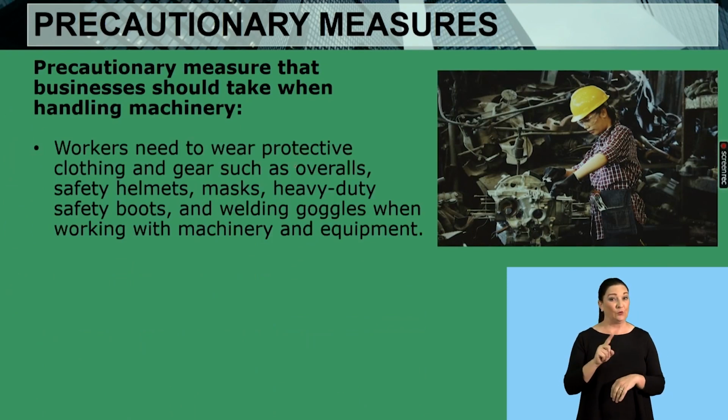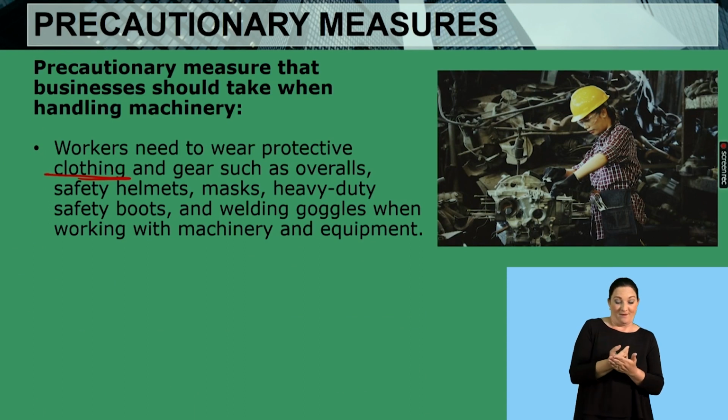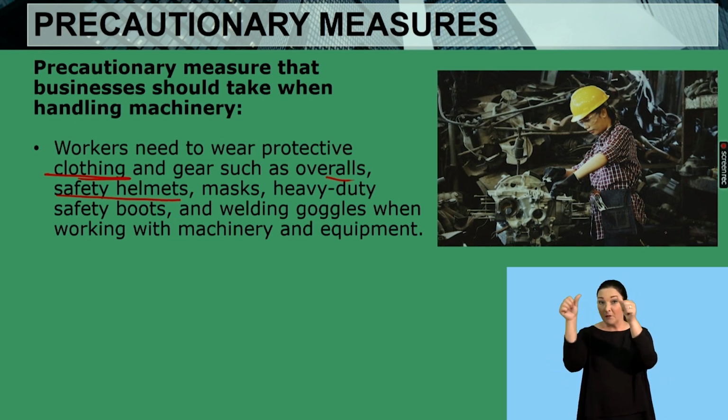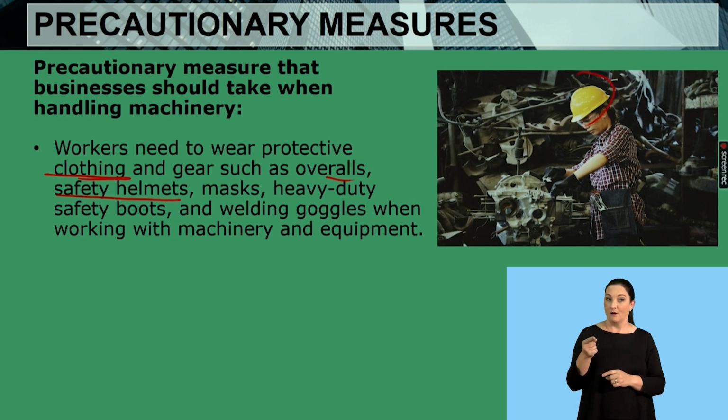Workers also need to wear protective clothing and gear such as overalls, safety helmets, masks, heavy-duty boots, and welding goggles when working with machinery and equipment. Now, as you can see from the picture here, there is an employee that is working with machinery. You can see that this employee is wearing a safety helmet. They are also wearing goggles and gloves. This is to ensure that the things that are used are not going to cause any harm to this employee.